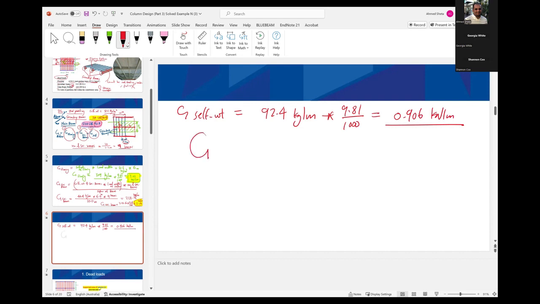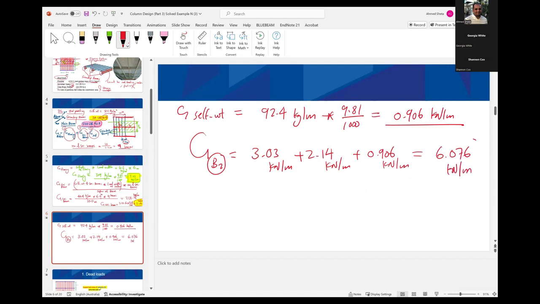So how much is the final G on B2? It will be the three values together: 3 plus 2.14 plus 0.906 kilonewton per meter. All of this together will be 6.076 kilonewton per meter. So this is our final dead load on G2.